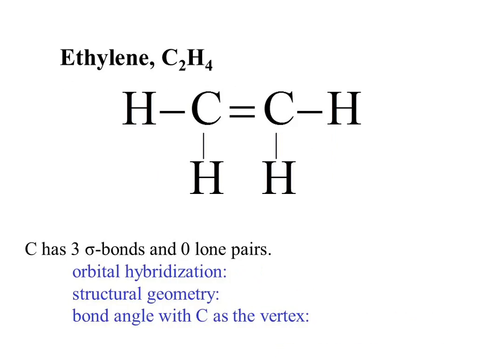Pick a carbon atom, any carbon atom. Count your sigma bonds. 3 sigma bonds, very good. So you're back to that middle row, that has 3. So what's its orbital hybridization? sp2, perfect. Structural geometry? Trigonal planar. Bond angle? 120.